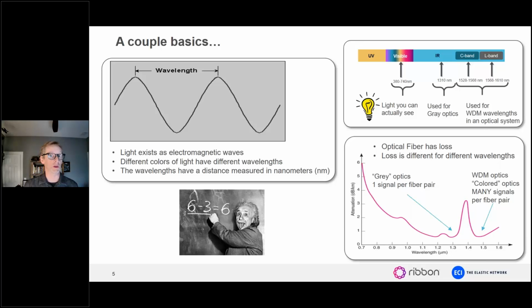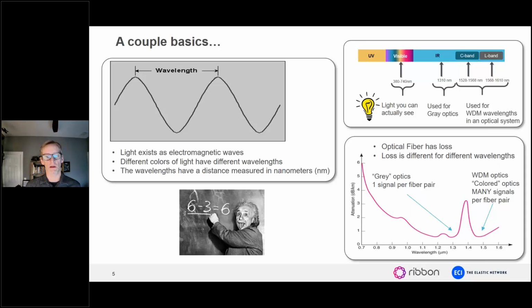You'll hear folks talk a lot about this wavelength or that wavelength, and wavelengths have a distance that is measured in nanometers, or a billionth of a meter. So you'll hear people very often talk in terms of nanometers. If you look at the electromagnetic spectrum in the upper right-hand corner of the slide here, light that you can actually see with your eyes is in the 300 to 700 nanometer window. That's called the visible spectrum.